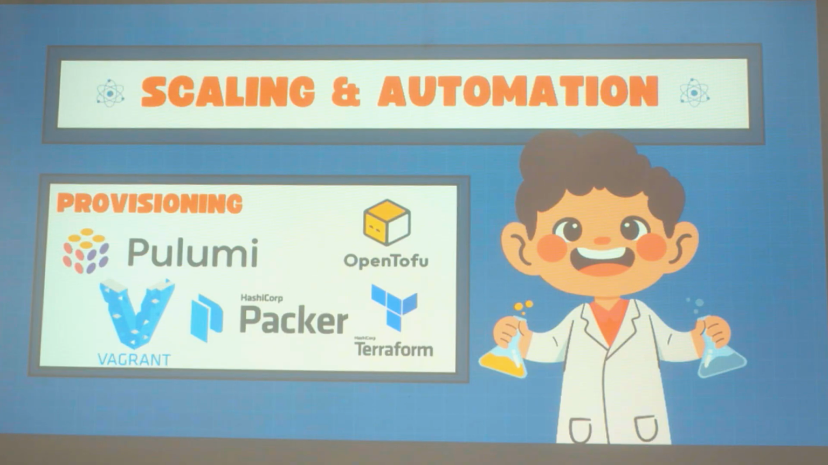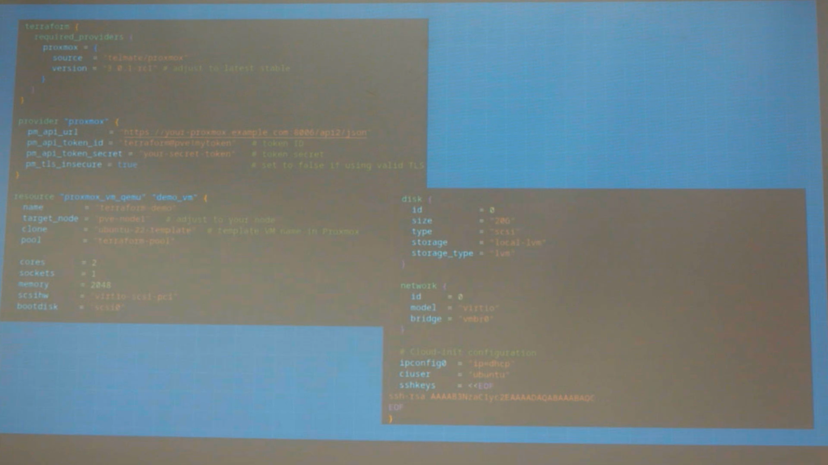I just wanted to show a quick view of what a Terraform script looks like. I know it's kind of hard to see, but at the top, you define your providers. In this example, we're telling it we want to use Proxmox, and then in the provider section, we give it all the information about Proxmox. We give it the URL, the token, the secret, and you have to set that up in Proxmox so that it can connect in.